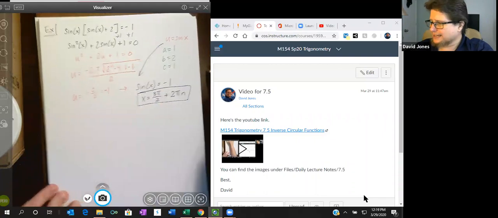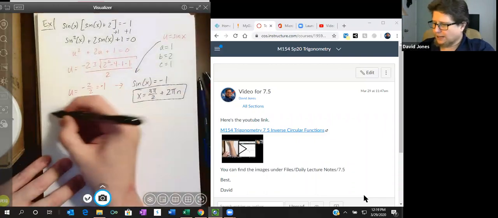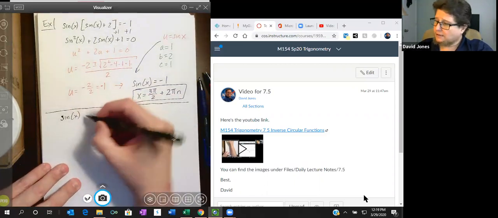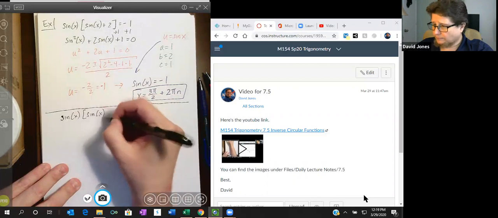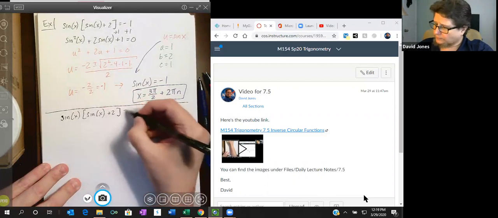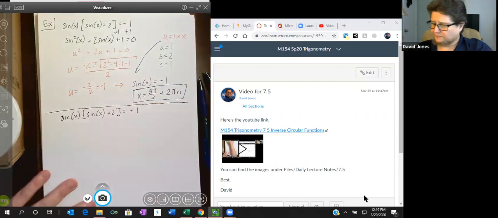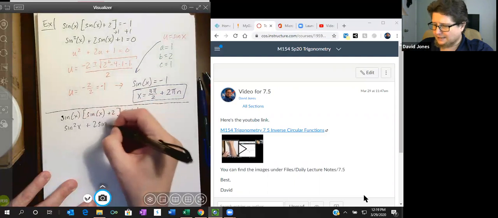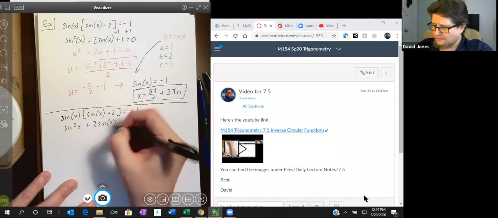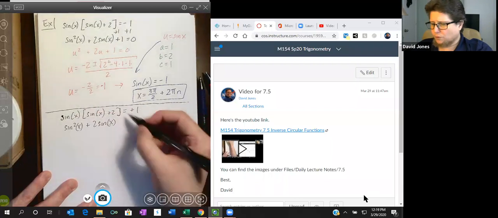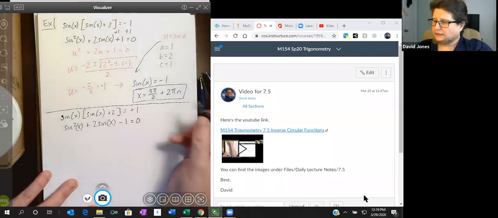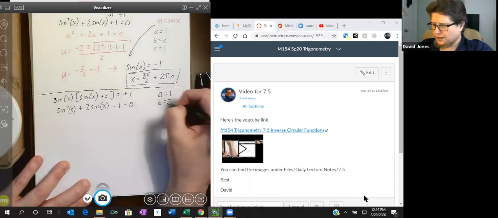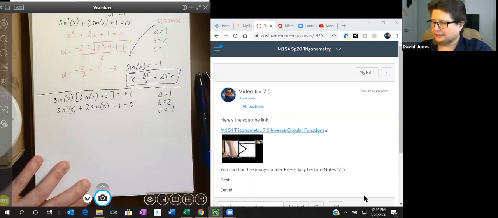Pay attention to the signs. What happens if we made that right side positive 1? I get sine squared x plus 2 sine x, and when I move the 1 over, it's now negative 1. A is now 1, B is 2, C is negative 1.